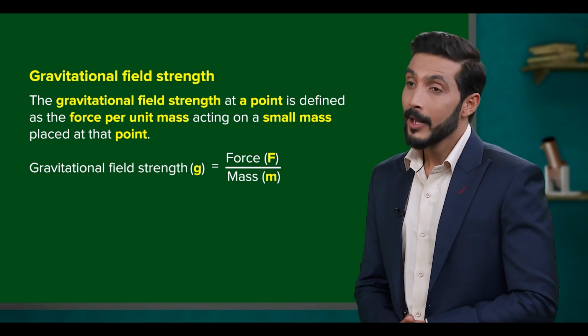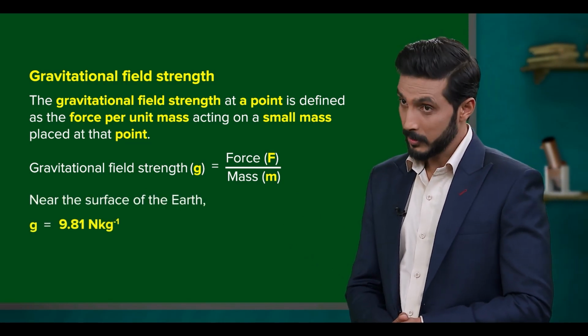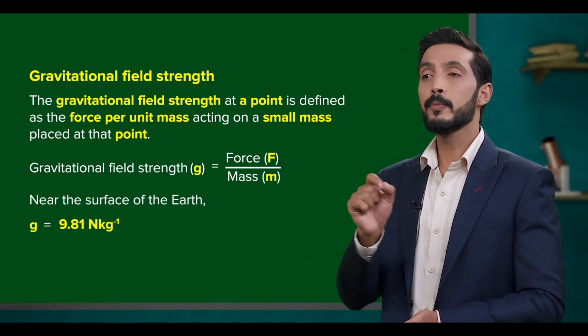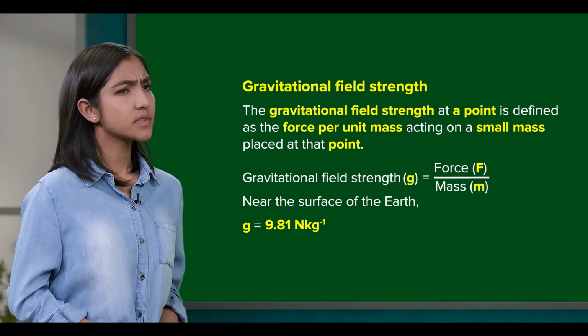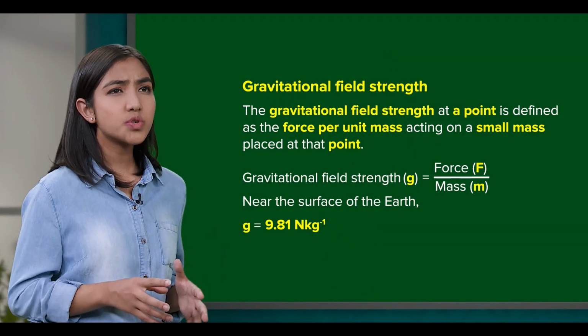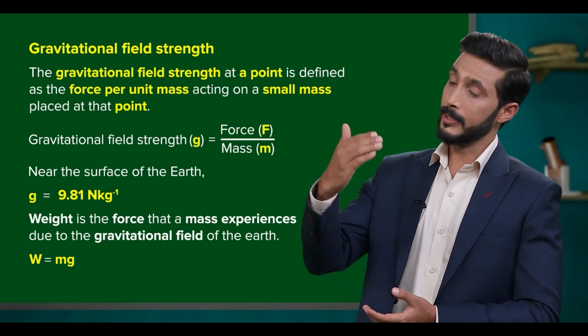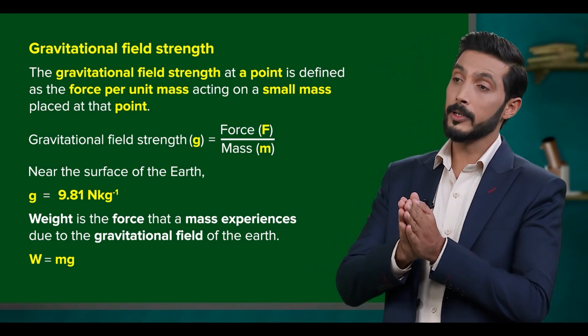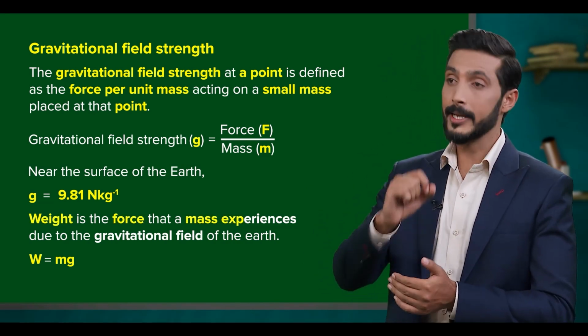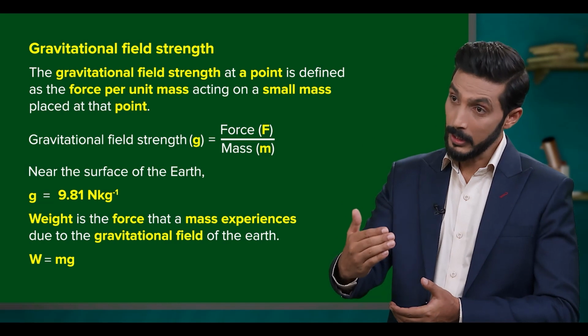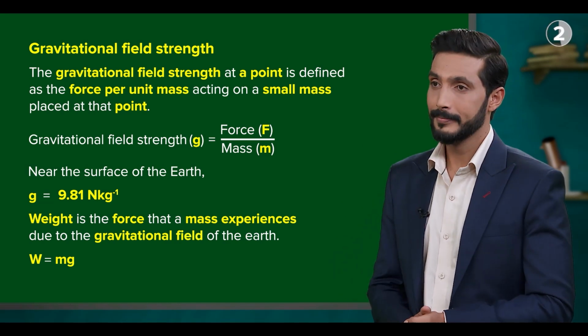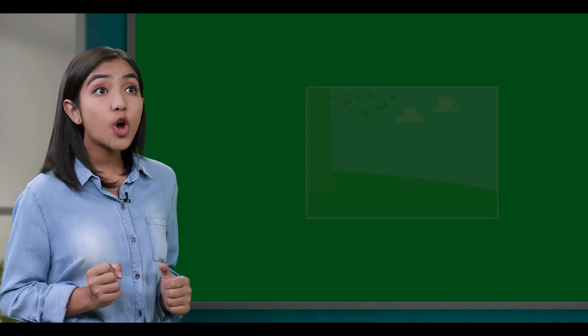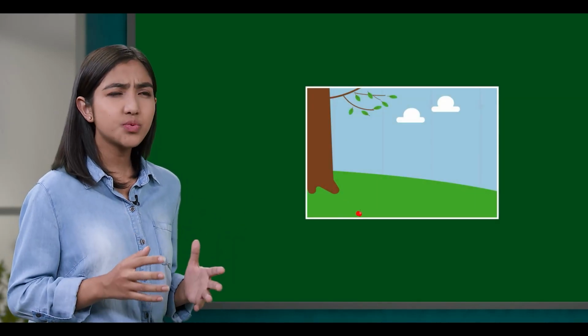Spot on. We've used this g time and again. Near the surface of the Earth, gravitational field strength is equal to 9.81 newtons per kilogram. So in this case, the force would be the weight of the object. Correct. I hope you can see why these two things are equivalent. This is because weight is the force that a mass experiences due to the gravitational field of the Earth. Yup, and I've already learned that Earth is pulling every object towards its center, which matches with the direction of field strength of Earth.